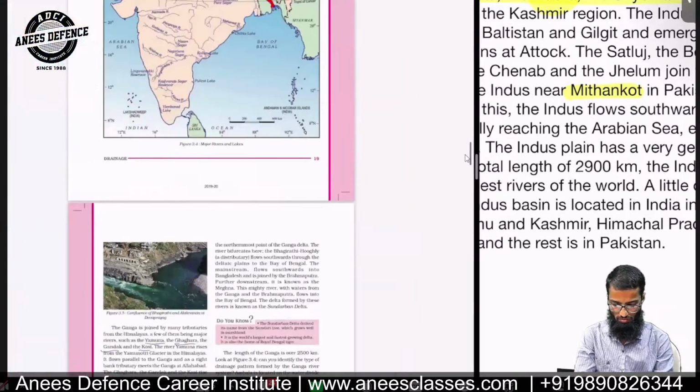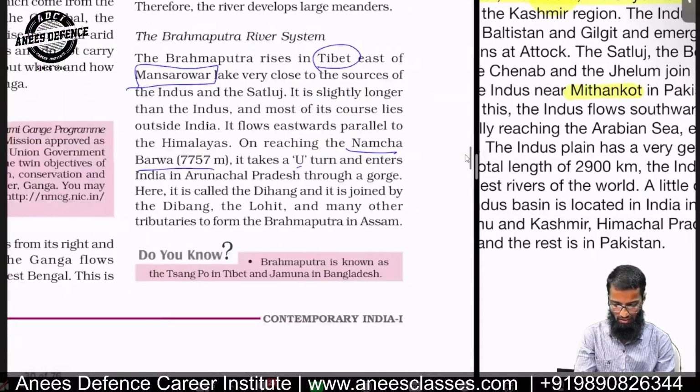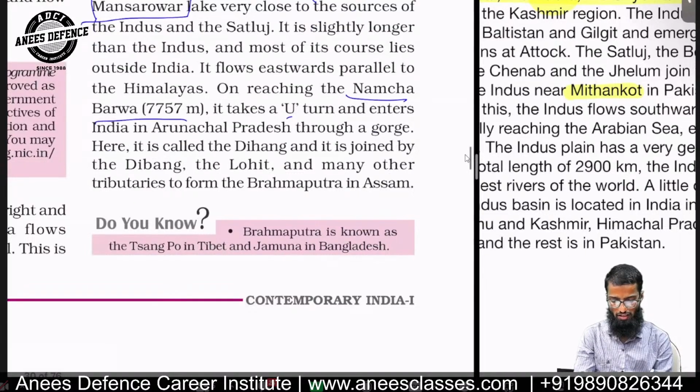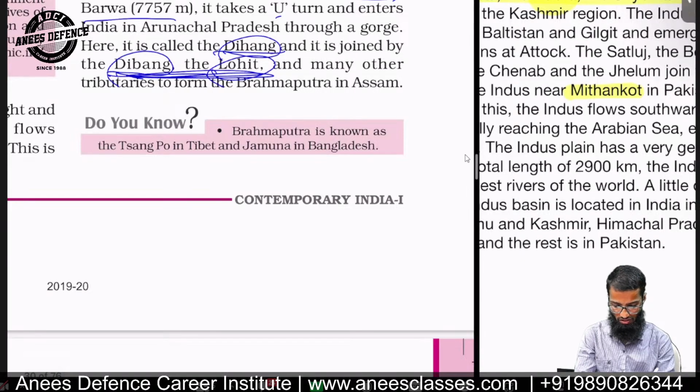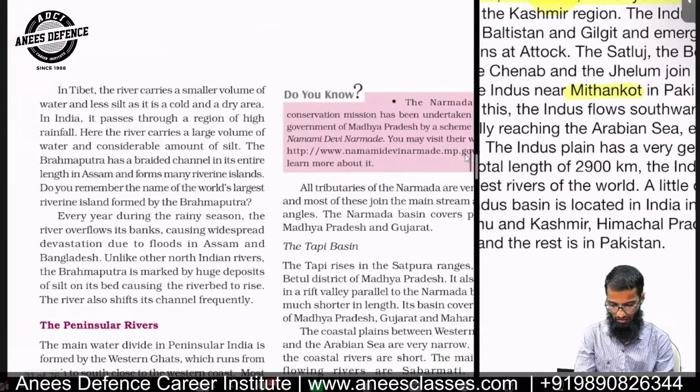We are talking about the Brahmaputra, right? And the various tributaries like Dibang, Lohit. These two rivers are the tributaries of the Brahmaputra, which can be asked, Dibang and Lohit. Brahmaputra is known as the Sangpo in Tibet and Jamuna in Bangladesh. Not Yamuna, okay? It's Jamuna. There is a difference between Yamuna and Jamuna.